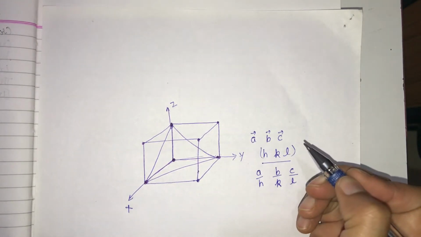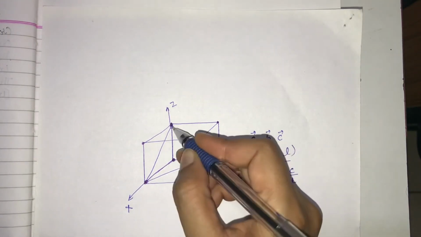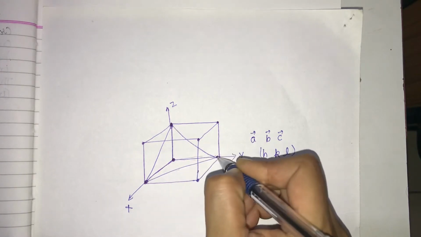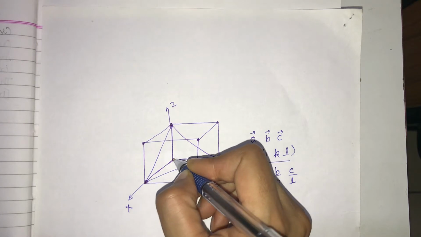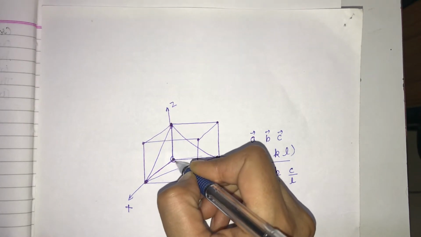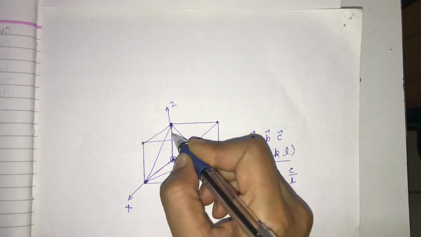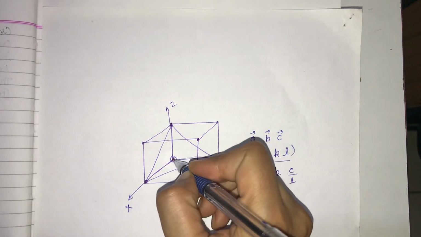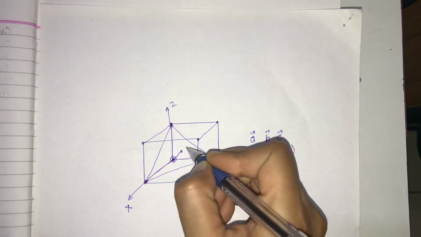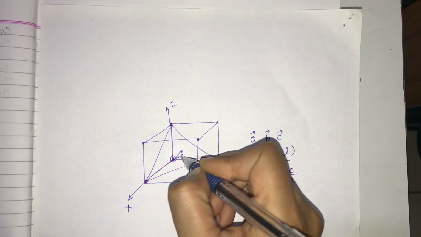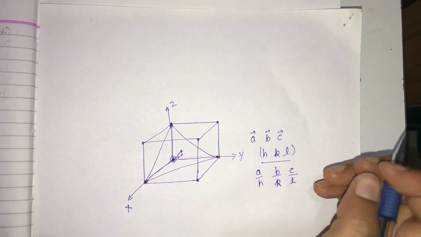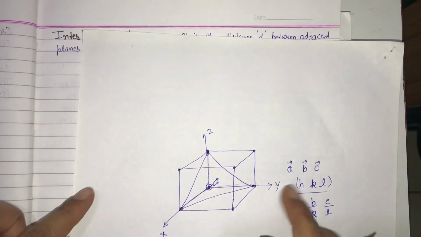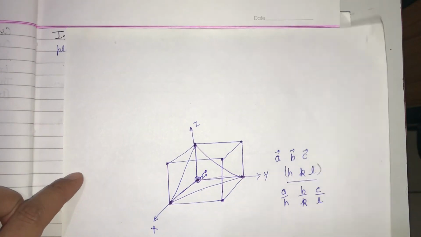Now what is interplanar spacing here? If I consider this plane, then interplanar spacing is the perpendicular distance from the origin to this plane. If I make a perpendicular to this plane, then this perpendicular distance from the origin to the plane is the interplanar spacing. Now let's mark this same diagram in 2 dimensions.